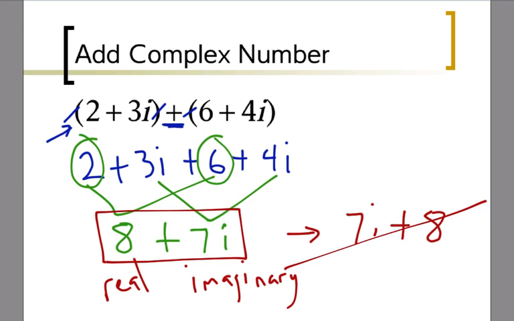You can see that there is an imaginary part of my solution, and that's the 7i. The imaginary part of the solution has the i in it, because it's there, but it's not really there. The 8's real, the 7i is imaginary. So real comes before imaginary.